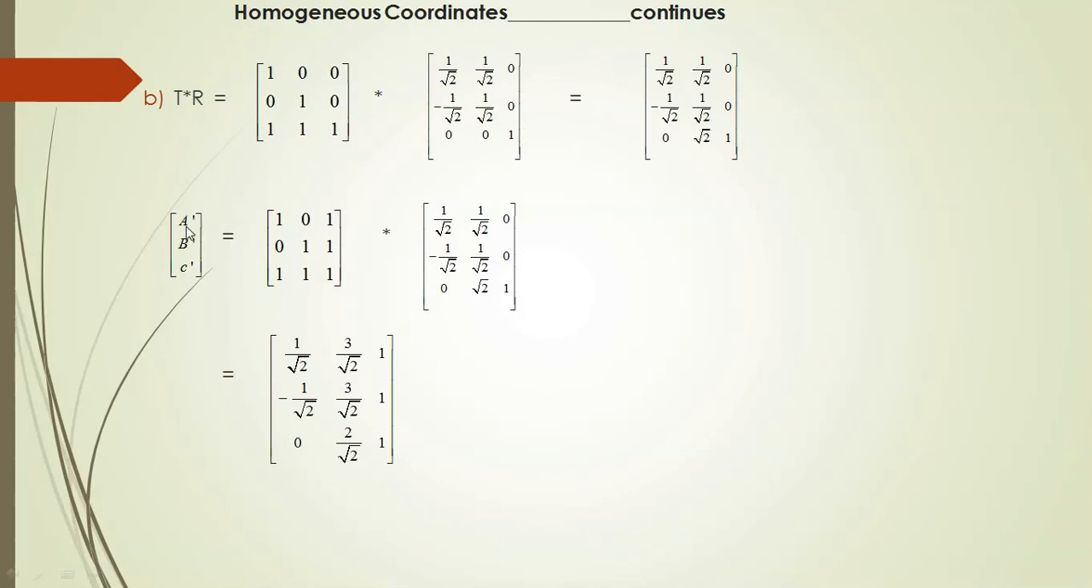And then we calculate A dash, B dash and C dash. This is our coordinates and this one is our dummy coordinate, that is 1 1 1, multiplied into this answer matrix. Okay, and we got the answer 1 by root 2, 3 by root 2, 1, minus 1 by root 2, 3 by root 2, 1, 0, 2 by root 2, 1. So this is our T into R answer.